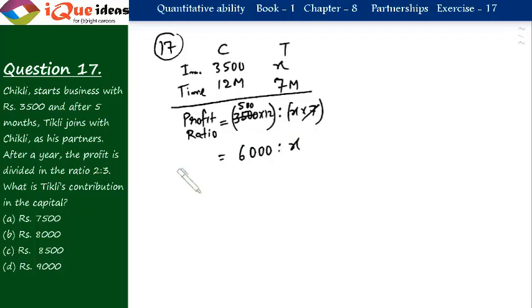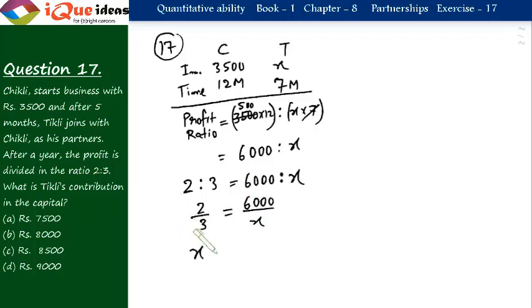Now, in the question it says the profit is divided in the ratio 2:3. All right. So 2:3 is equal to 6,000 is to X. You can do it directly. 2 stands for 6,000, so 3 will be for 9,000. Or you can calculate 2 by 3 is equal to 6,000 by X. So from here you get X is equal to 6,000 divided by 2 is 3,000, into 3, that will be 9,000. So the investment of Tikli is 9,000 rupees.